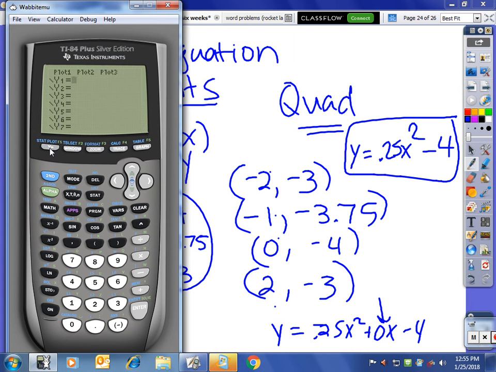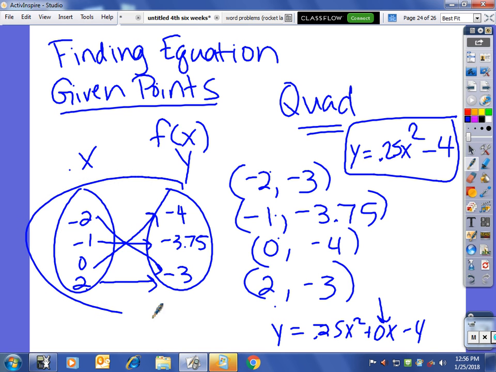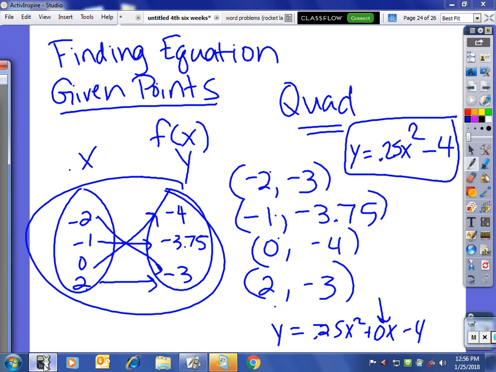Now, how do I know that that's correct? I'm going to go to y equals and put in 0.25x squared minus 4, and I'm going to look at my t-chart. Those points that I was given better be there. Look, there's -2, -3, there's -1, -3.75, 0, -4, 2, -3. That is correct.